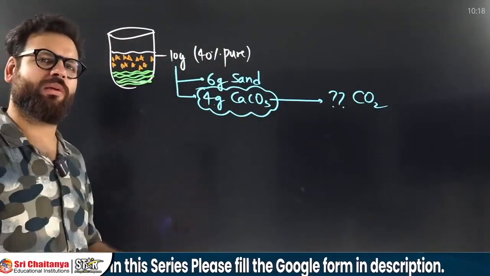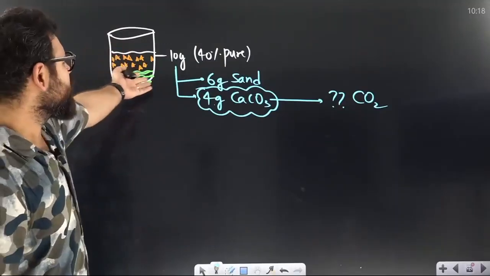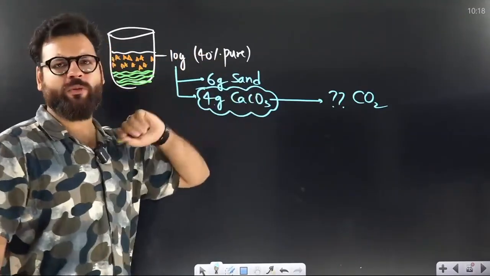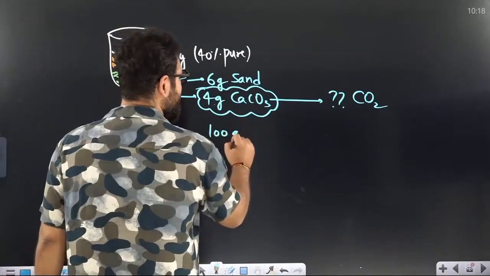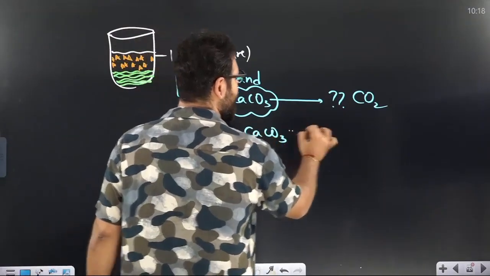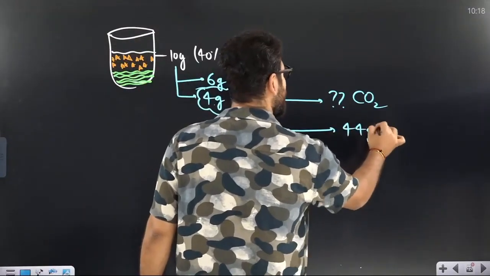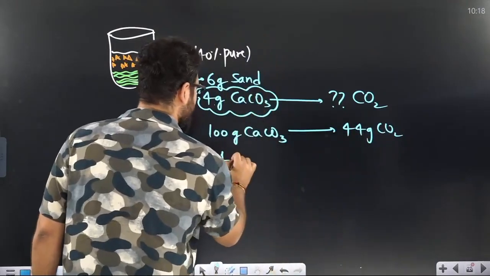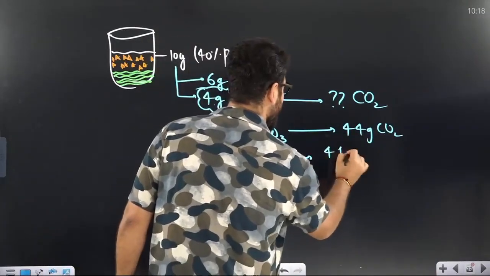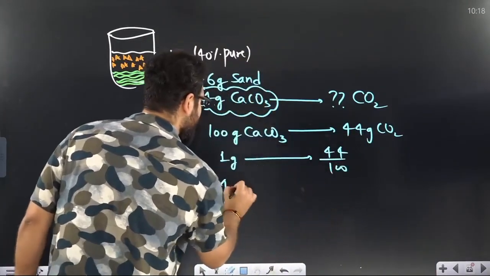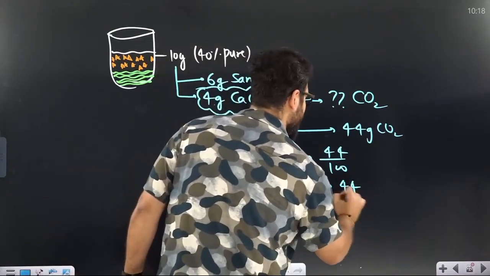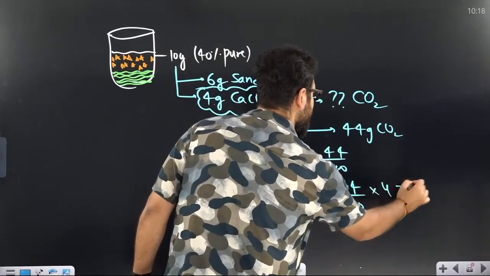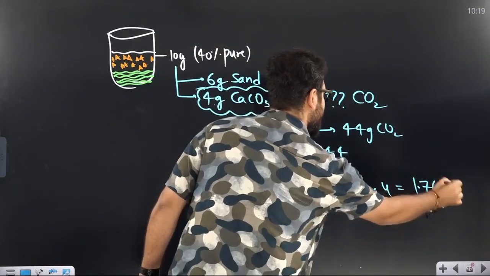I am not using any formula. I said 10 gram I took, out of it 40% means 4 gram was pure, then how much CO2 do 4 gram give is the question. We say 100 gram CaCO3 from the stoichiometry gives 44 gram CO2. Then 1 gram will give 44 by 100. 4 gram will give 44 by 100 into 4, which is 1.76 gram.